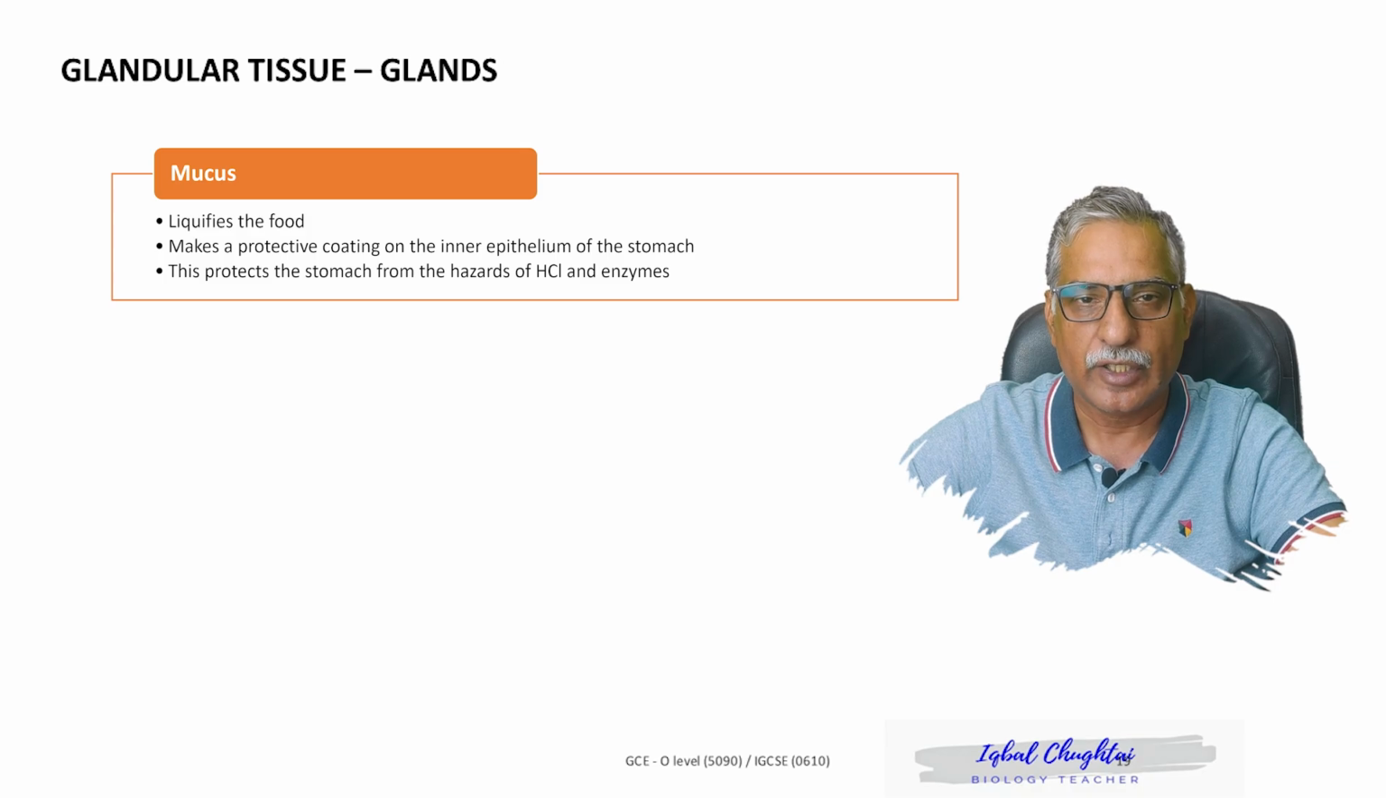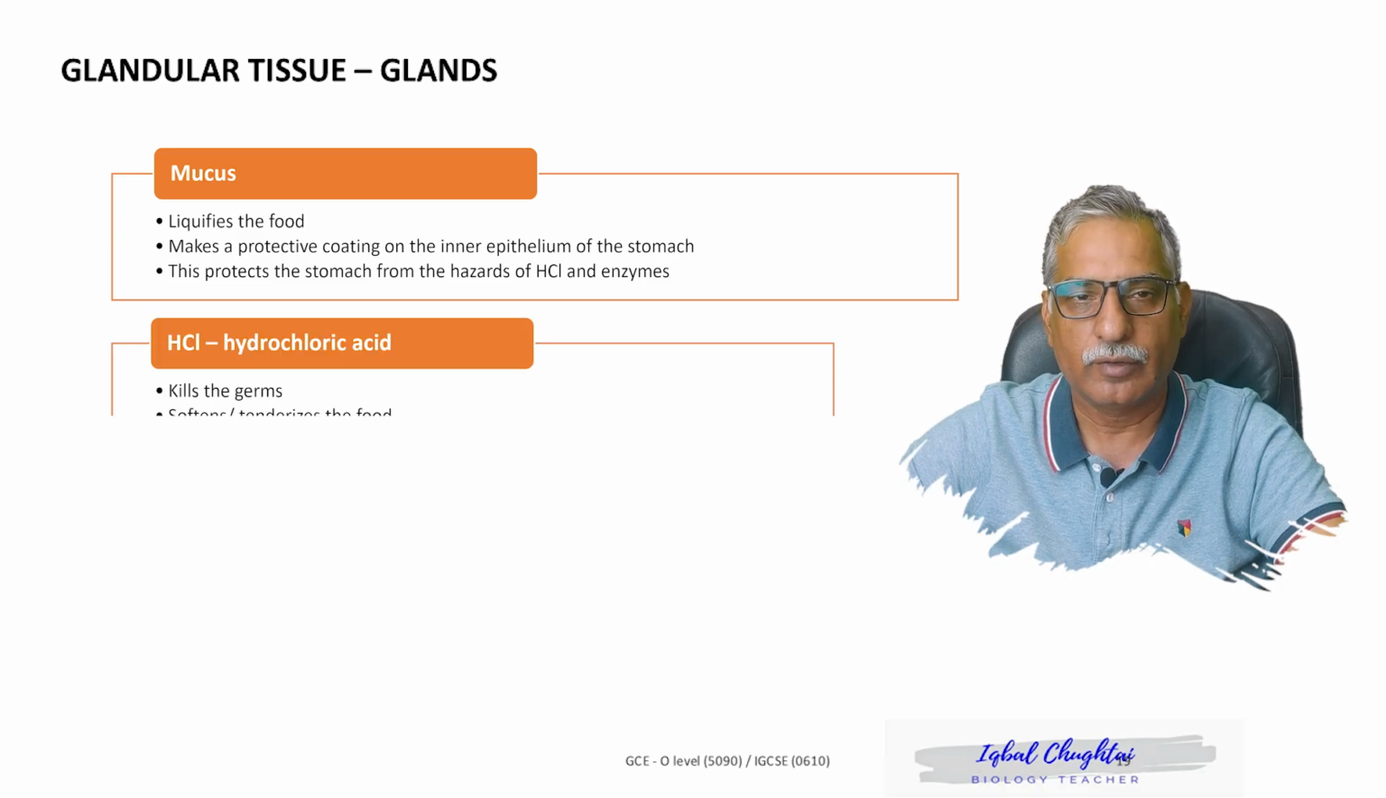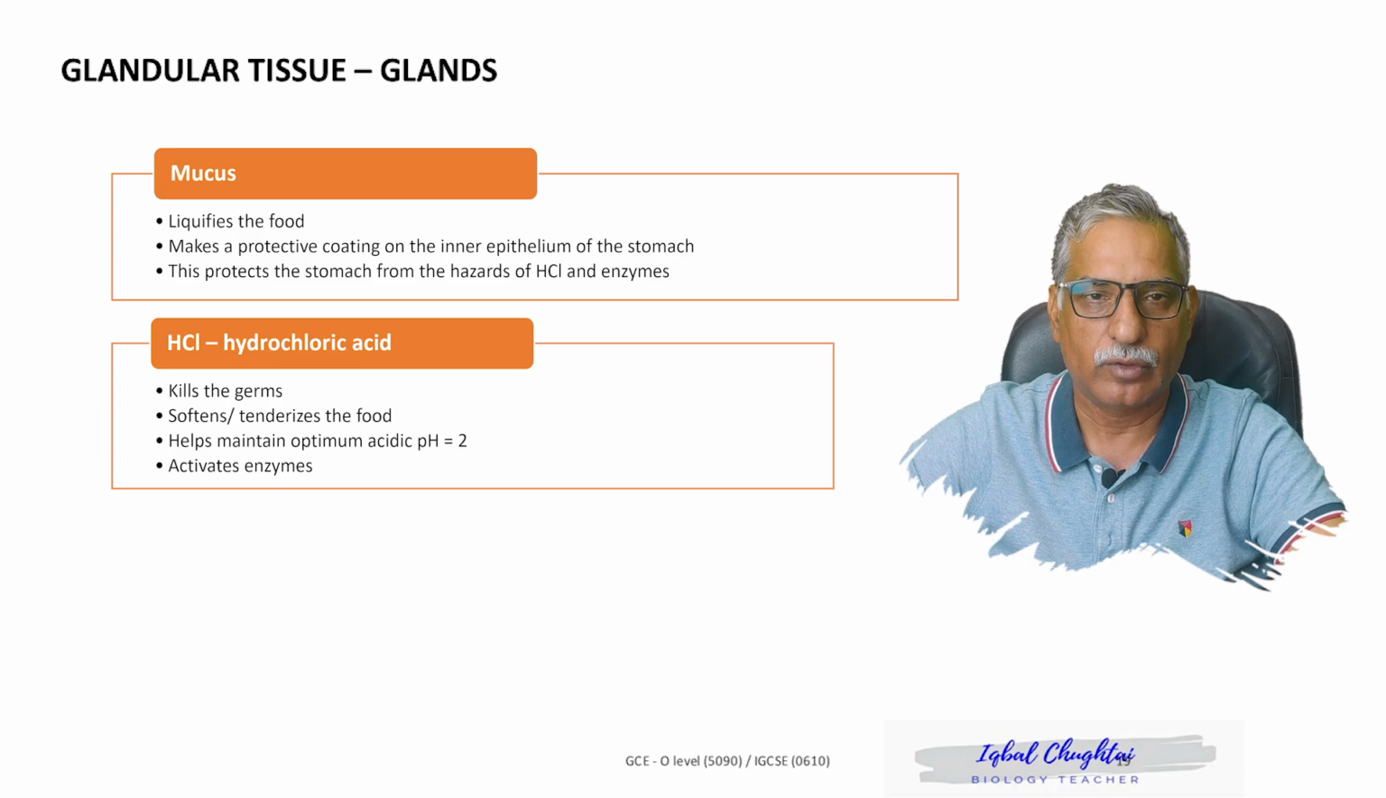Mucus liquefies the food further when it gets mixed with the bolus, and at the same time this mucus also makes a protective coating over the inner epithelium in order to protect it from the effect of acids and from the effect of protein digesting enzymes. Then we have HCl, hydrochloric acid.